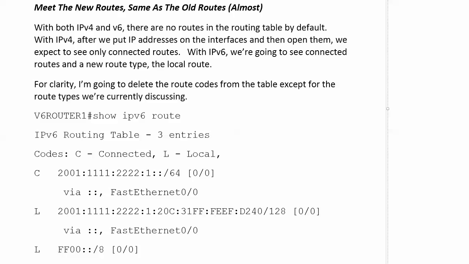But even when you open the interfaces, there aren't any routes until you put IP addresses on the interfaces. Once we do that and open them, what did we see? We saw connected routes. But with version 6, we see a little something different, and let's go ahead and cover it in this video. It's called the local route.